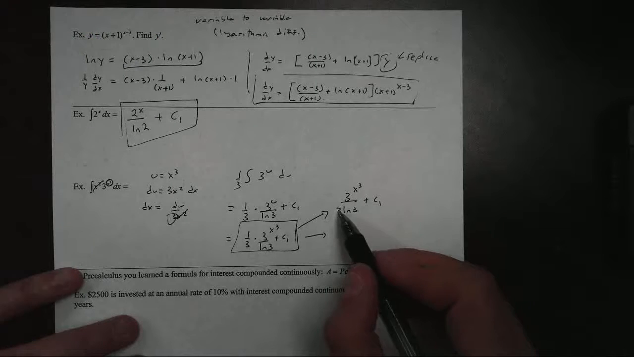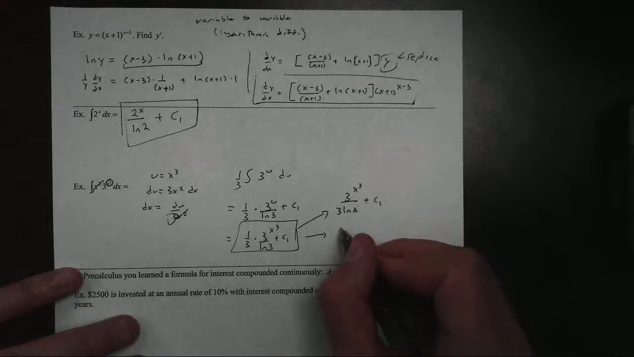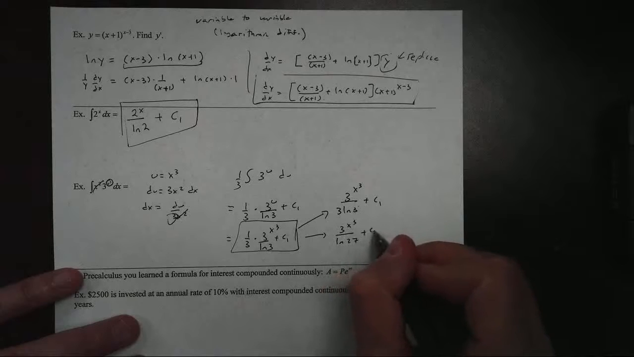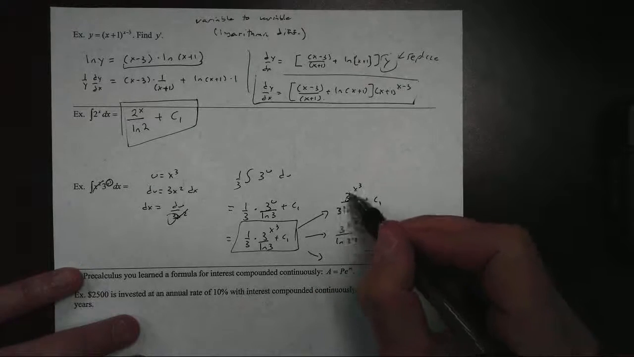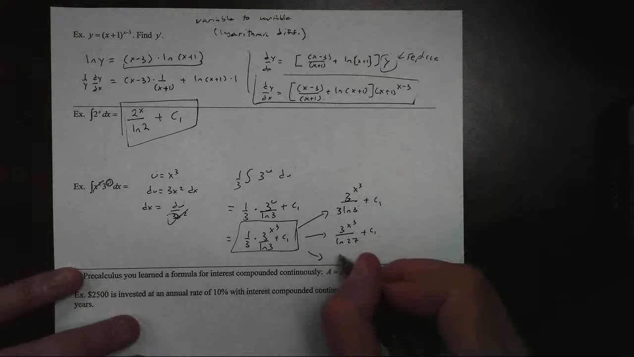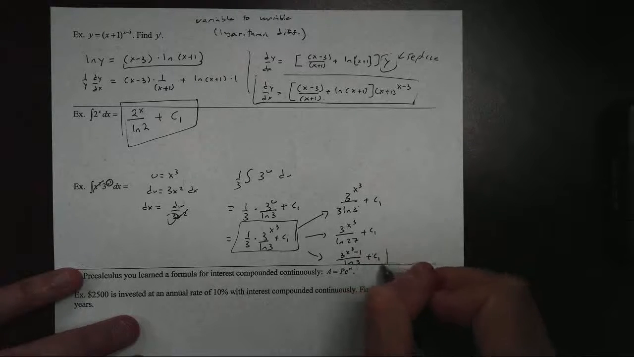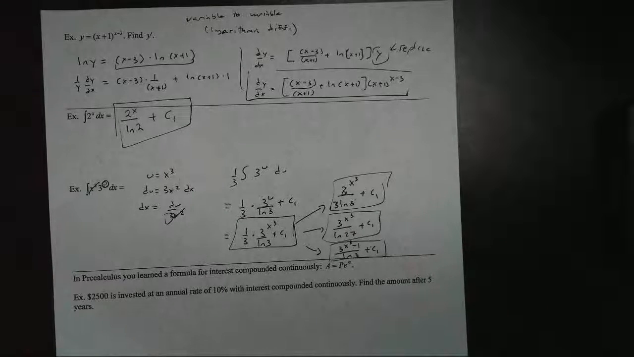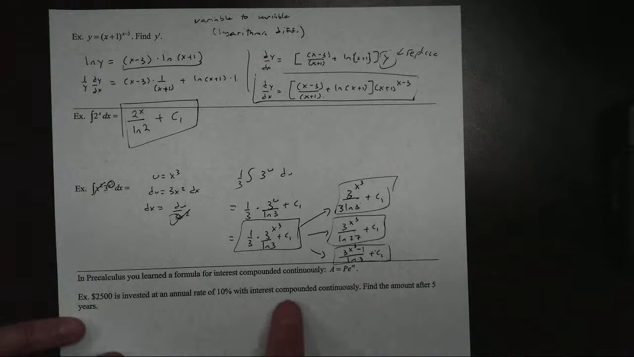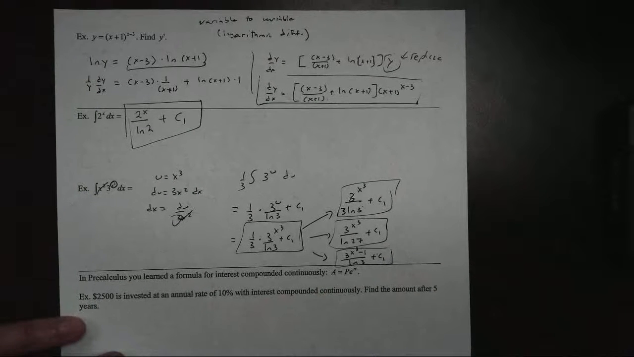If we use our log properties, we can write this as 3 cubed. So I can go 3 to the x cubed over natural log of 27 plus c1. And lastly, if I want to be real fancy, these have the same base. I can subtract the powers. I can write this as 3 to the x cubed minus 1 over natural log of 3 plus c1. All various ways we can do this. The more you know about logarithms, the more you can actually simplify things. And this is pretty easy. We'll talk about this next few days.